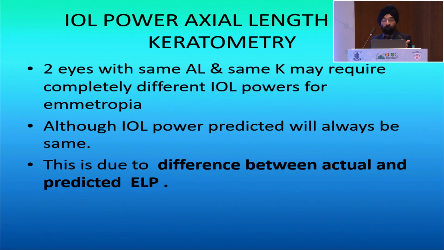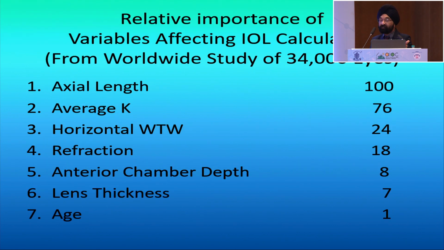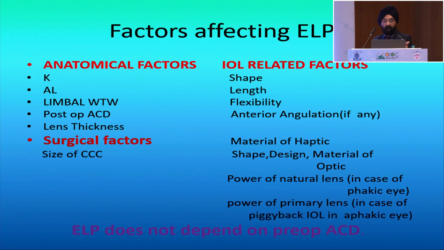The initial formulae worked on basically 2 parameters, axial length and keratometry. But we all know 2 eyes with the same axial length and same keratometry may require completely different IOL powers. This is due to the difference between actual and predicted effective lens position. This was a study published in JCRS, done by Holladay on 34,000 eyes, and they calculated the relative importance of various variables affecting IOL position, and in their study, axial length was found to be the most important factor, followed by other anatomical parameters.